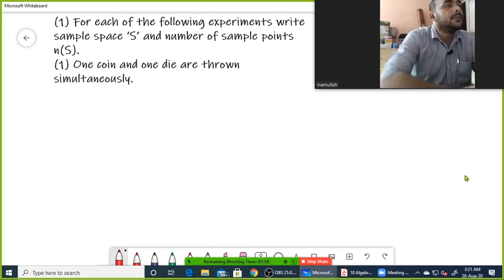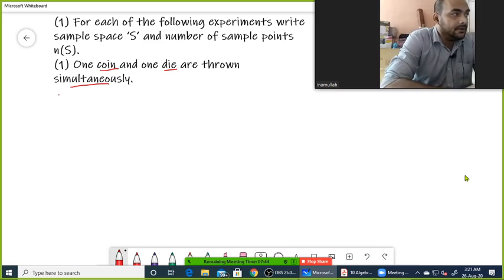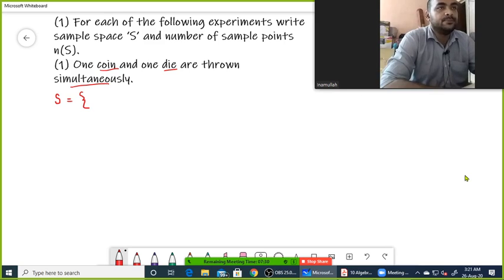If you toss one coin and one die simultaneously, then what are the possible outcomes? The total number of possibilities and outcomes is called sample space. And this is the way to write your sample space. Capital S in curly brackets, you will write down all the possibilities.